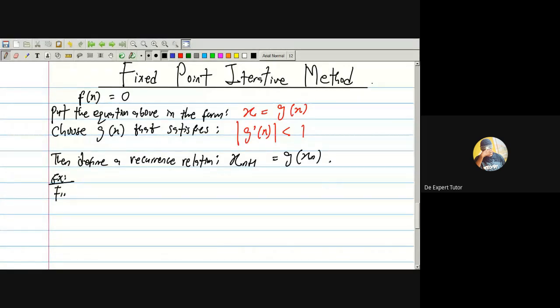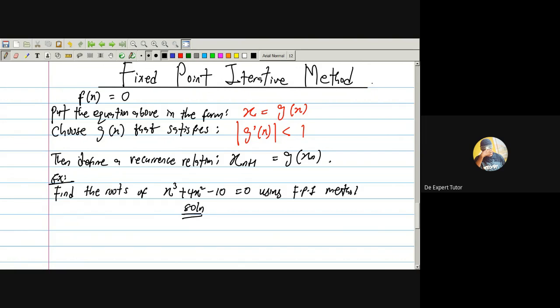It says find the roots of this equation, s cubed plus 4s squared minus 10 equal to 0, using this fixed point iterative method. That one that we solved. Let's do the same.